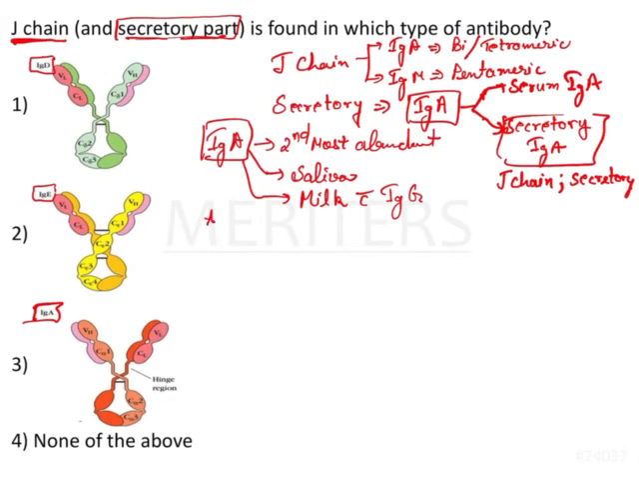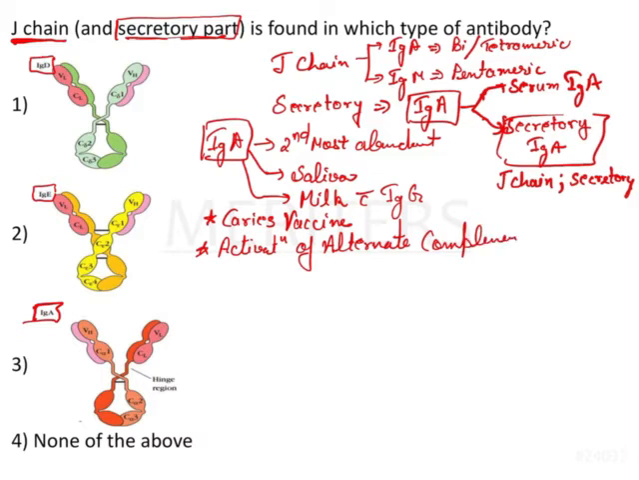Then two other important, very factual things. One is that immunoglobulin A is used in the caries vaccine. And another very important thing is that it is responsible for activation of the alternate complement pathway actually. Okay, so these are various things which we have to remember about immunoglobulin A.